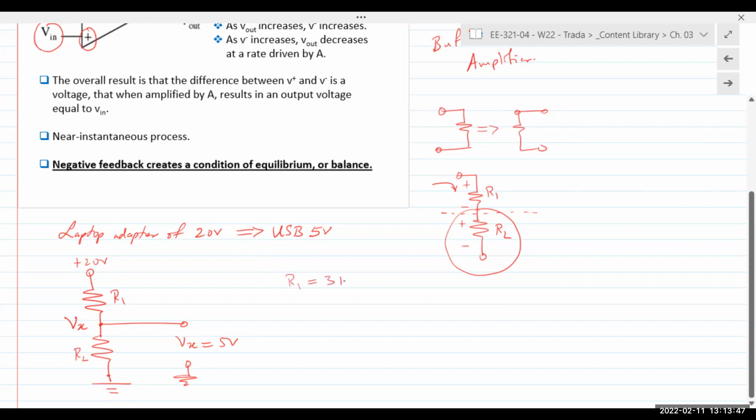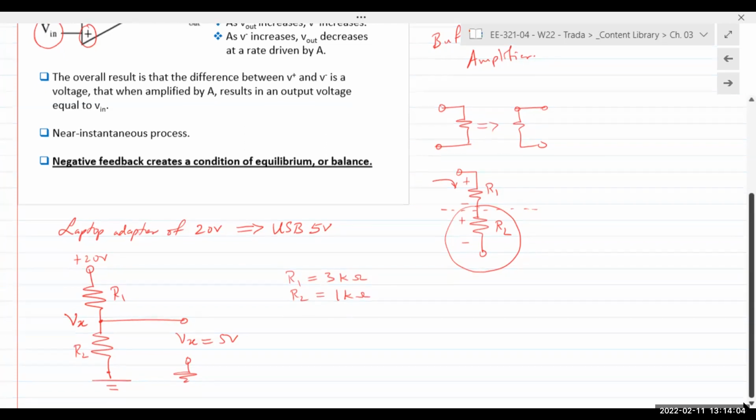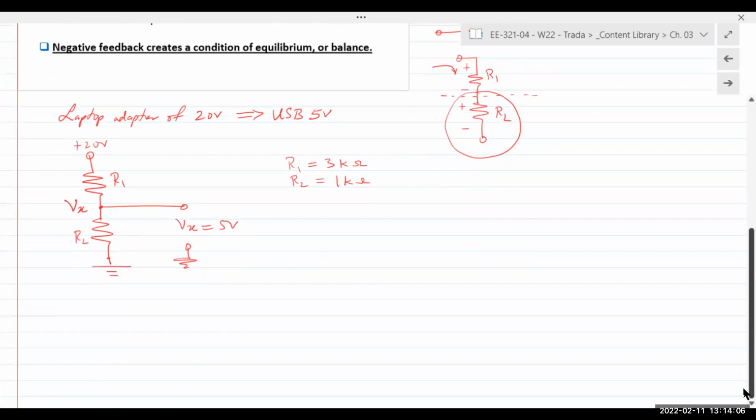So R1 value is 3 kilo ohms. R2 is 1 kilo ohm. And you can apply voltage division and you would see that 20 times 1000 divided by 3 plus 1 would give you 5 volts. So Vx comes out to 5. But now let's say you connect a load that has a resistance of 100 ohms, or let's take an extreme example. Let's say it has 10 ohms.